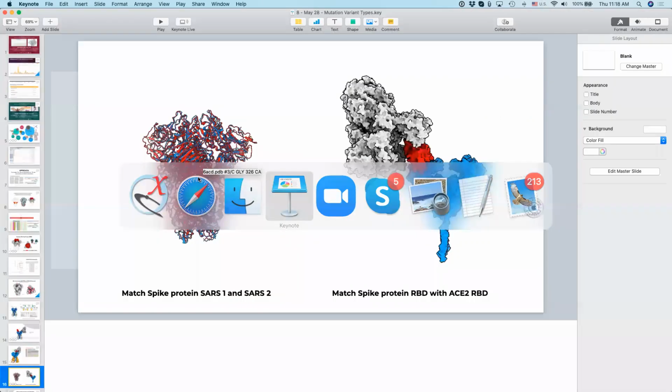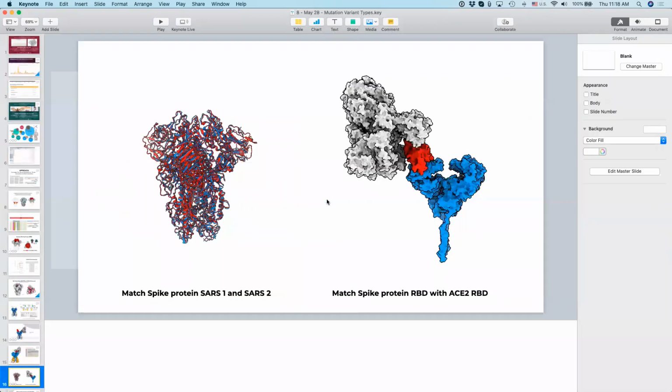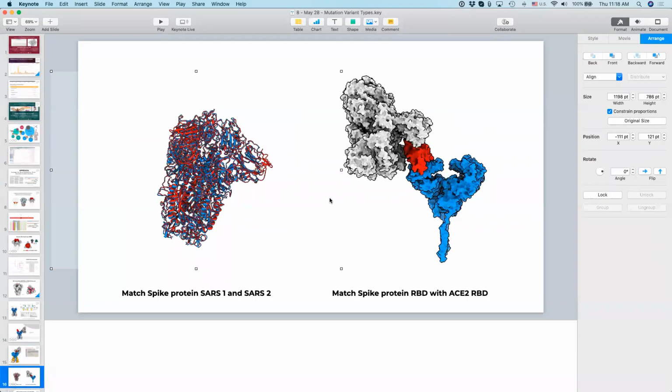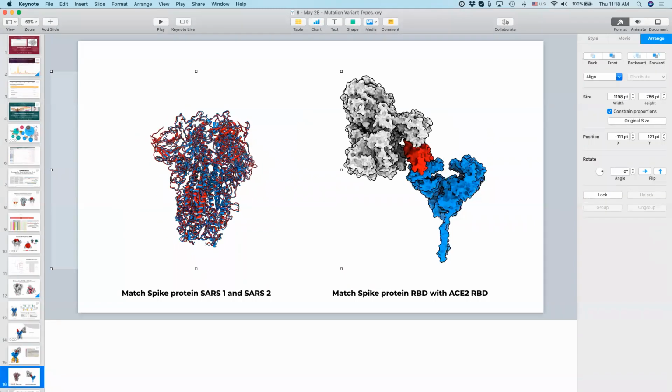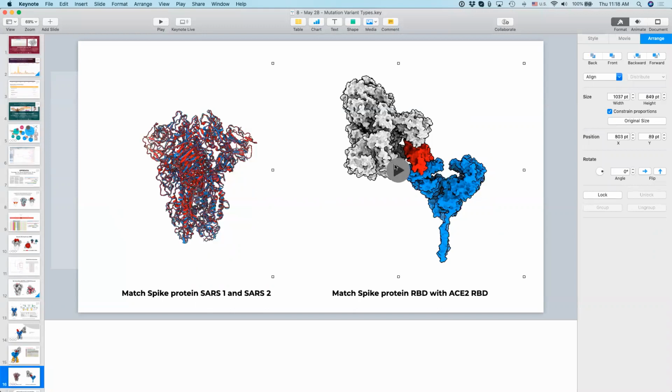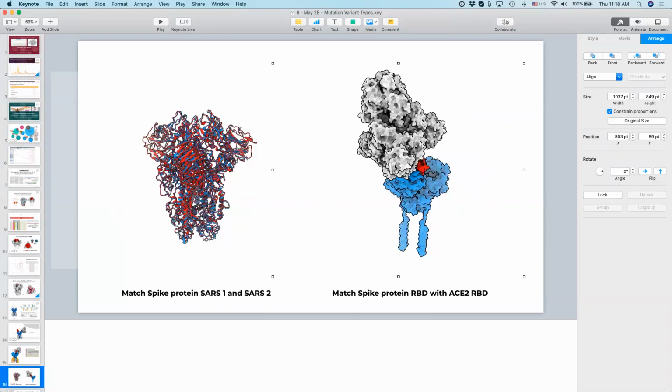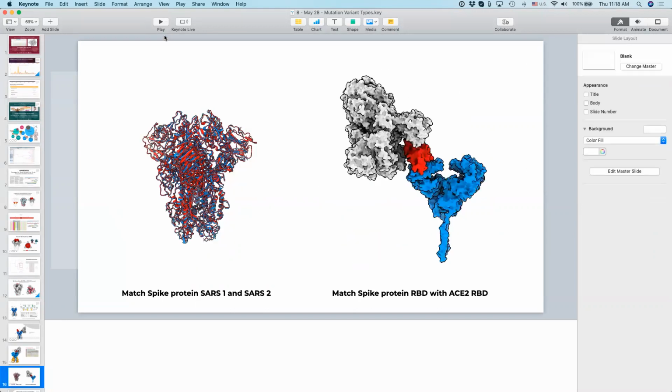Okay, so this is what we wanted to do last time. We saw how these two models map to each other, right? Or align between themselves.